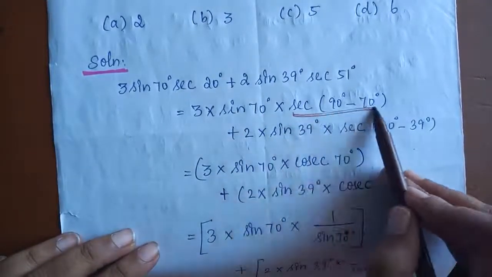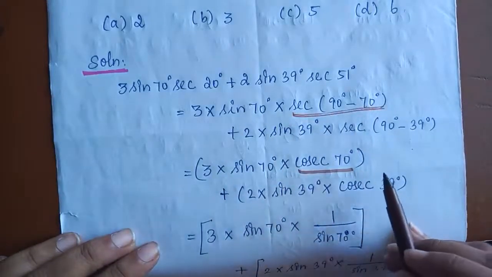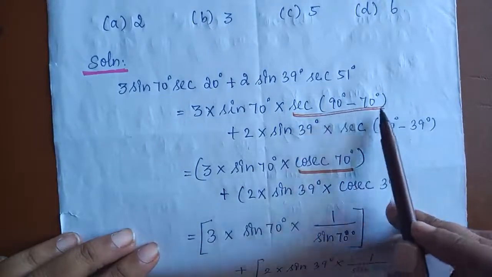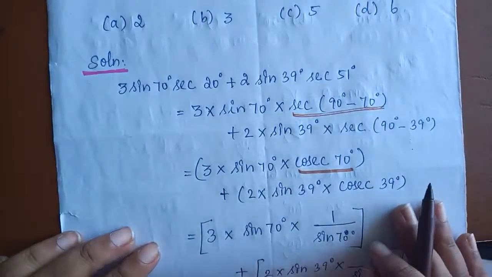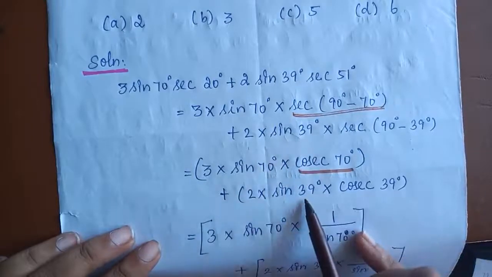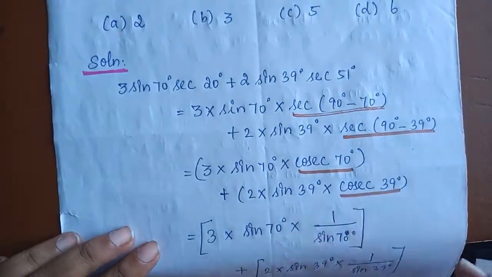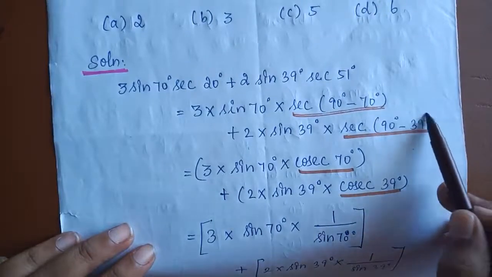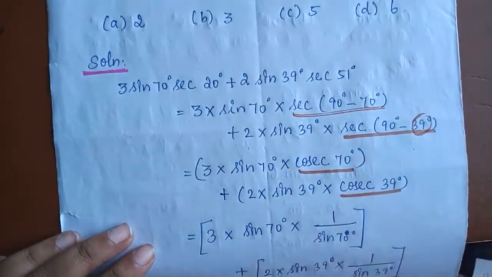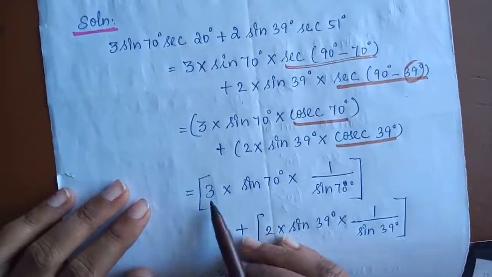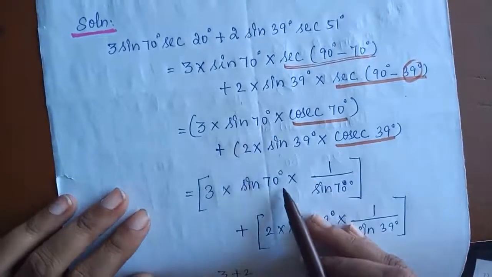You know secant 90 minus theta is cosecant theta. So secant 90 minus 70 degree is cosecant 70 degree plus 2 into sin 39 degree. Secant 90 degree minus theta is cosecant theta. So secant 90 minus 39 degree is cosecant 39 degree, which is equal to 3 into sin 70 degree.